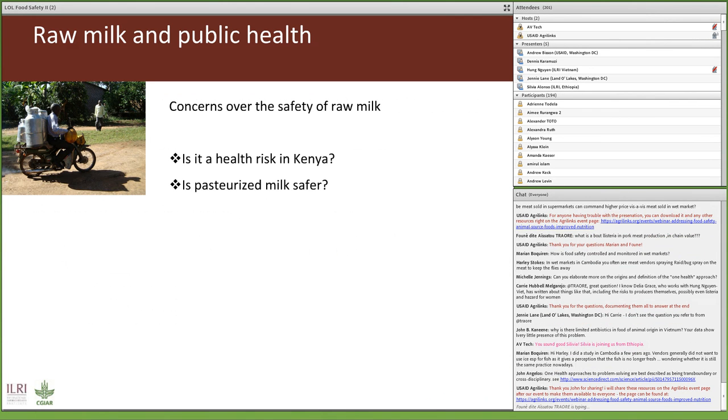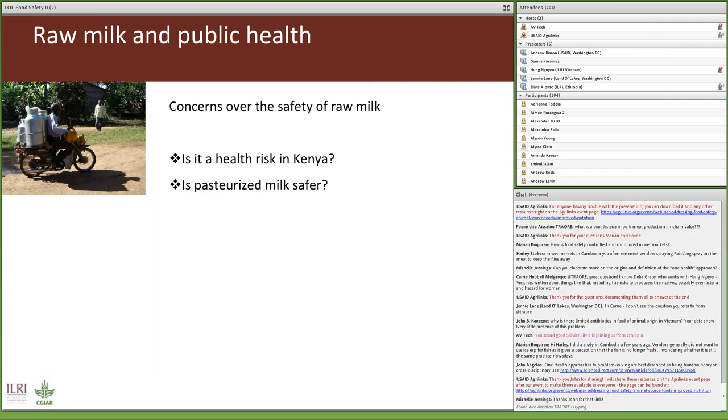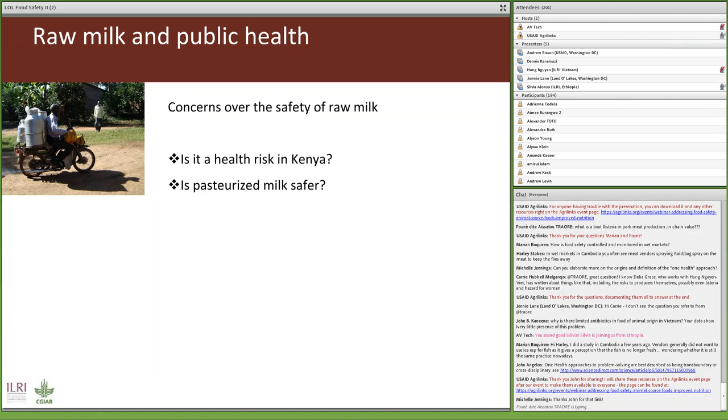But obviously, there are fair concerns around raw milk and public health. Milk is a highly perishable product and is a very good medium for the growth of bacteria, including some very nasty pathogens for humans. There's no data really on how much illness in humans is caused by the consumption of milk. But as my colleague Hong was referring to, the fact that milk might be highly contaminated doesn't necessarily mean that it represents a risk for public health, because consumption practices also have a say on that.